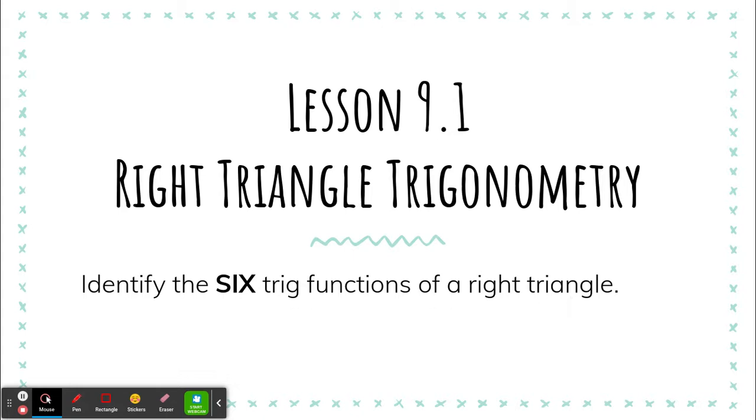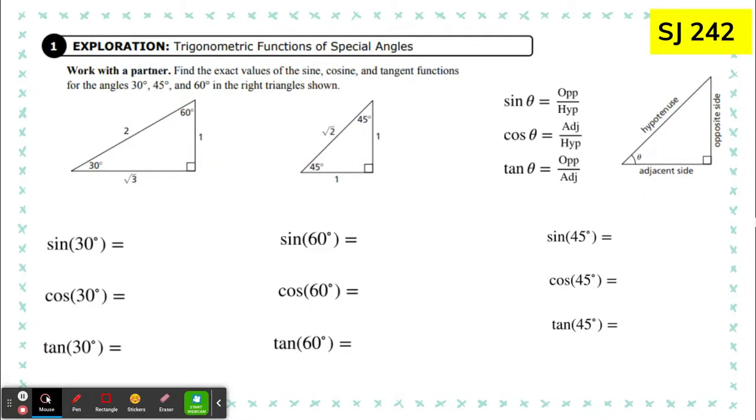Have your student journals ready? The examples are going to be in your student journal. Okay. Start with page 242. This is exploration 1. In exploration 1, they want you to set up the sine, cosine, and tangent functions of a 30-degree, a 60-degree, and a 45-degree triangle.